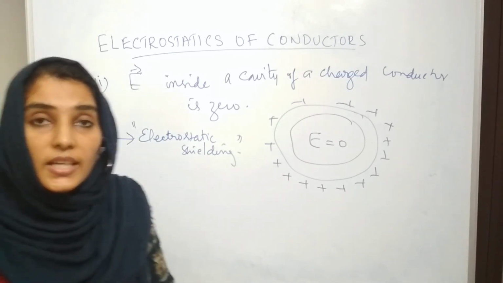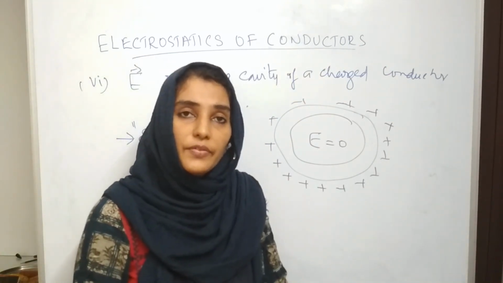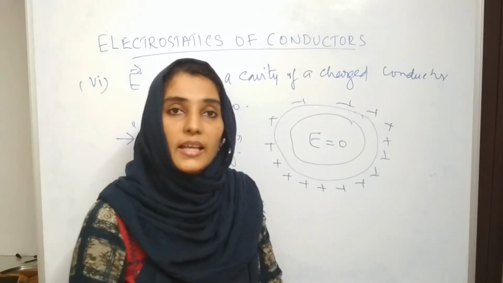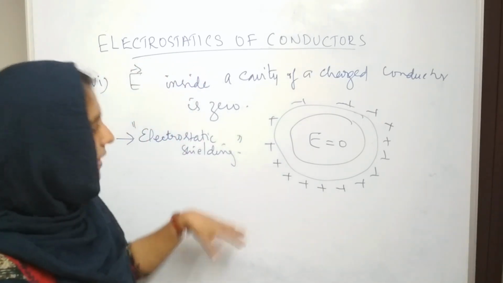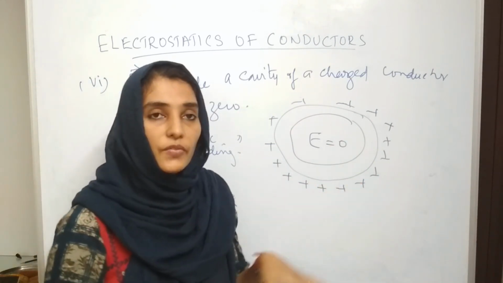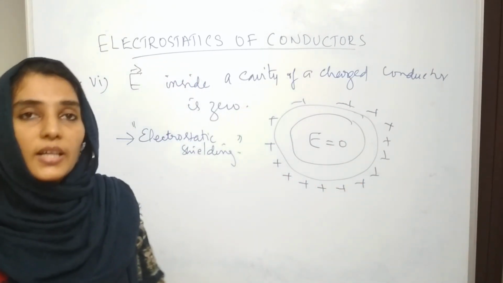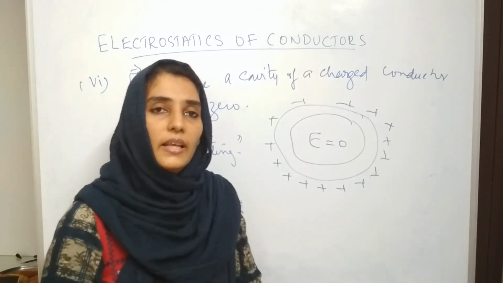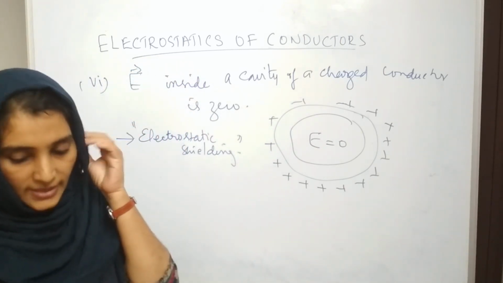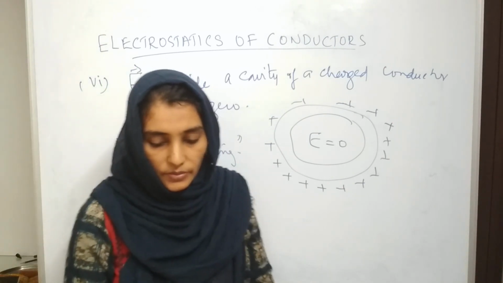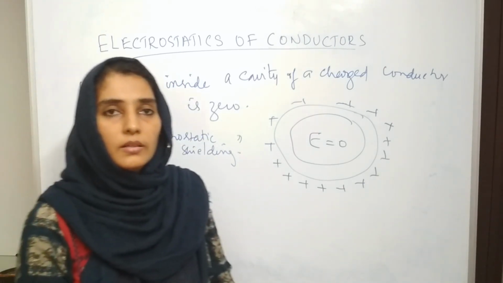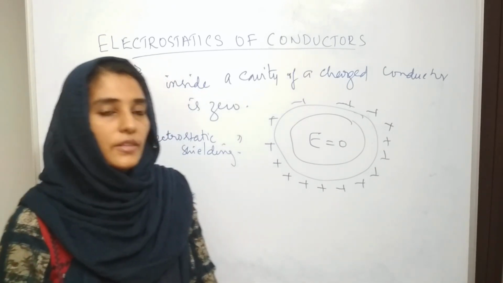So electrostatic shielding is the phenomenon of making a space free from external electric field, even though the hollow conductor may be charged. Within the conductor, the electric field is 0. Such a cavity inside the conductor which is shielded from external electric field is a consequence of electrostatic shielding.